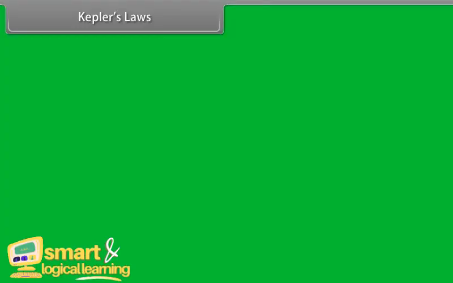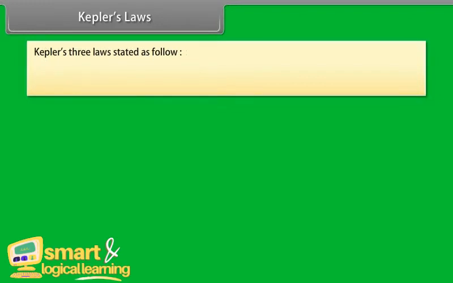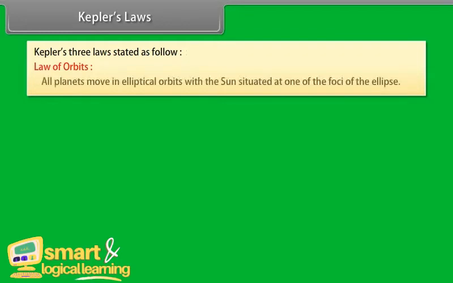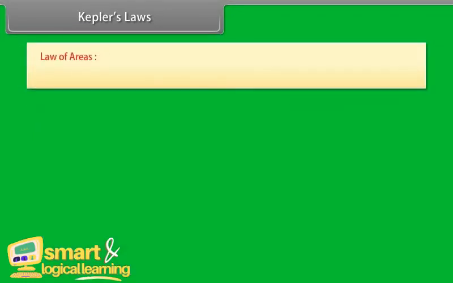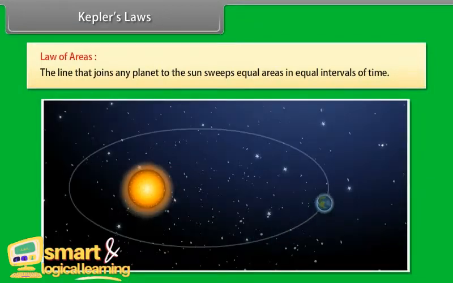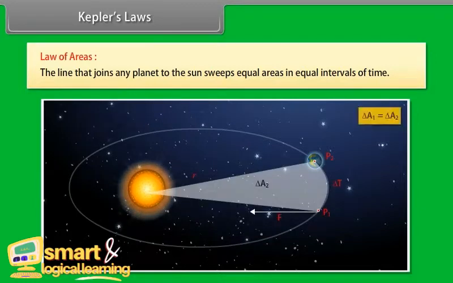Kepler's law. Kepler gives three laws. They are stated as: Law of orbits. All planets move in elliptical orbits with the Sun situated at one of the foci of the ellipse. Law of areas. The line that joins any planet to the Sun sweeps equal areas in equal intervals of time. This law comes from the observation that planets appear to move slower when they are farther from the Sun than when they are nearer.